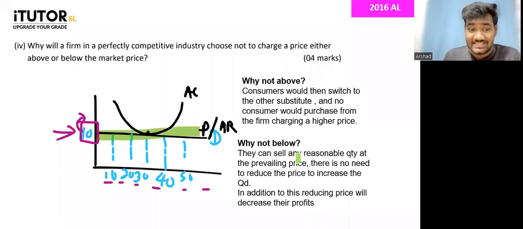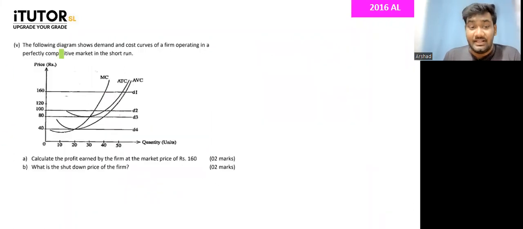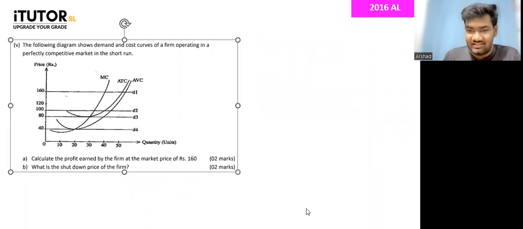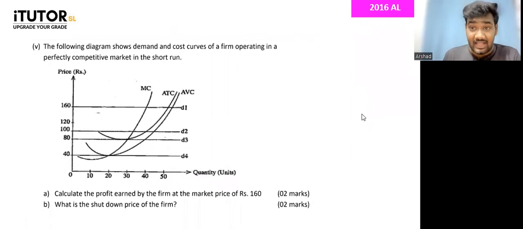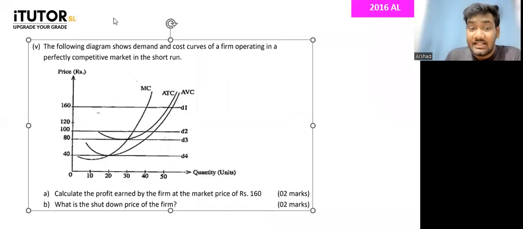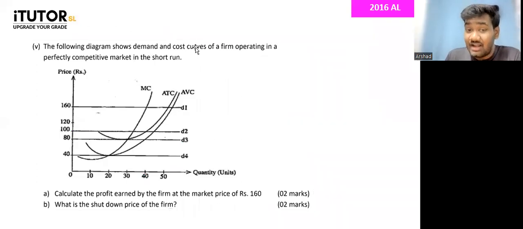Any question? Last question for the day. This one is an easy one. This looks hard, but I'll show you it is as easy a question as you can get. I will show you the steps also. Read the question with me. The following diagram shows demand and cost curves of a firm operating in a perfectly competitive market. Calculate the profit earned if the market price is 160.